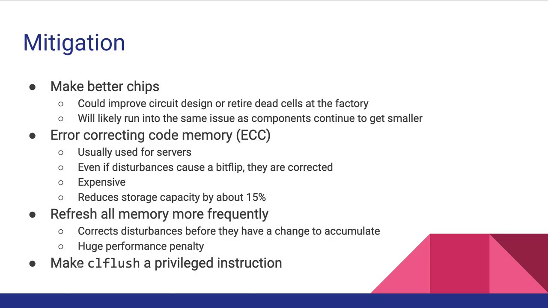And then Google suggests making the CLFLUSH instruction in the x86-64 architecture a privileged instruction. They argue that not many legitimate userland processes have a need to clear out the memory cache directly, and it's usually behavior that a kernel driver or device driver needs to do, and that's usually not something that a userland process needs to do.